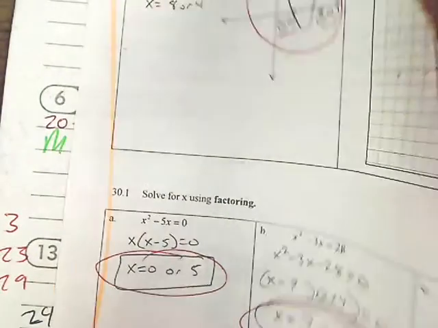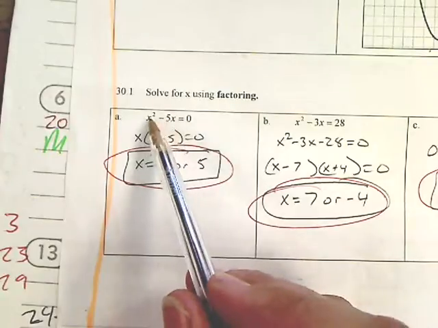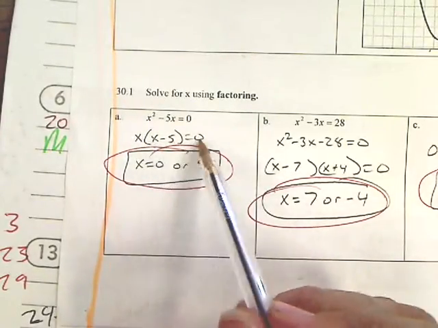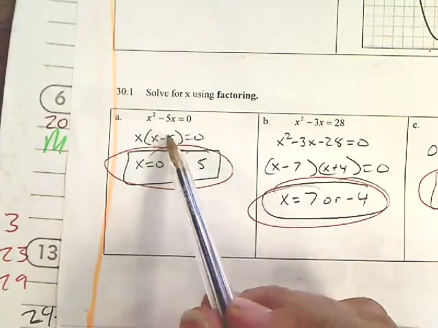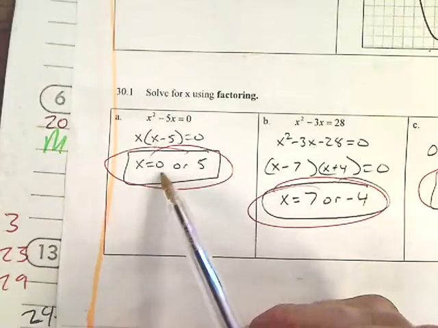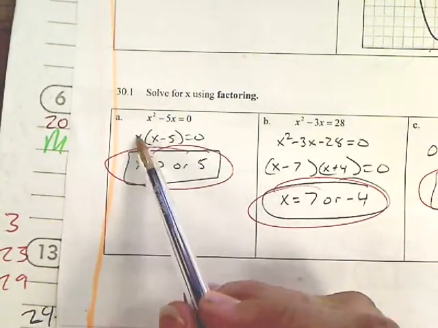I'm solving using factoring. The zero product property. Common factor is x. So I have x times x minus 5 equals 0. Two numbers multiply together to be 0, so either this guy is 0 or that guy is 0. To make that one 0, it's 0. To make this one 0, it's 5. 5 minus 5 is 0. 0 times that is 0.